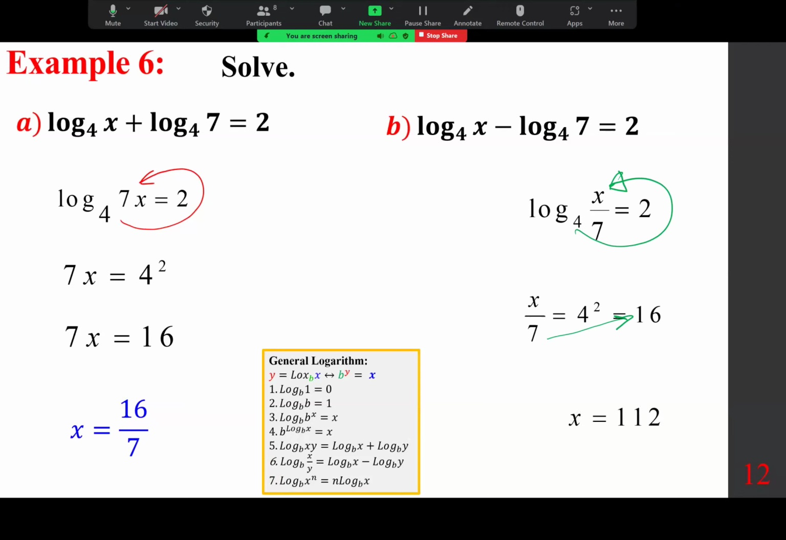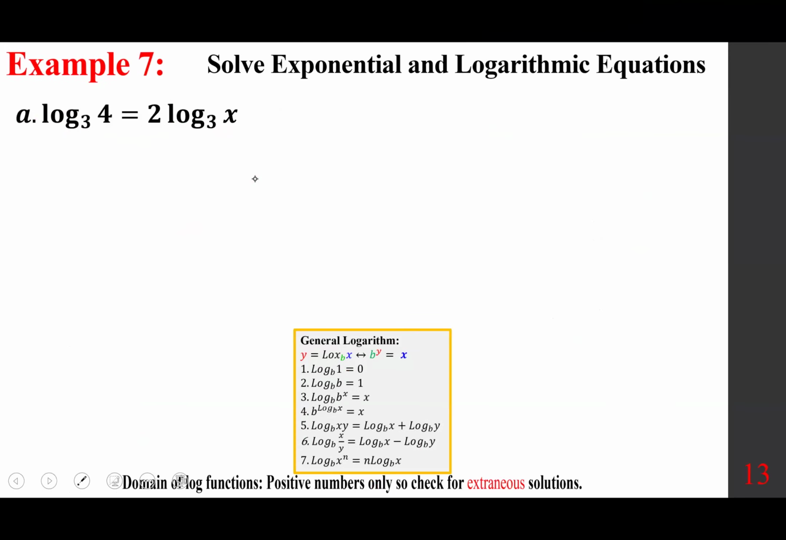So I hope you see what I was trying to do here. If you look at A and B are almost identical, whether you have a plus sign or minus sign. The left side, you bring it into a single log. In this case, we had to use the product rule, but in this case, we had to use the quotient rule. Conceptually are very similar. Again, I'm reminding you of this.